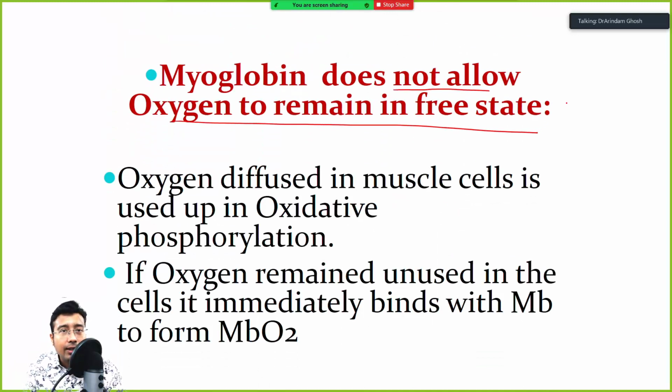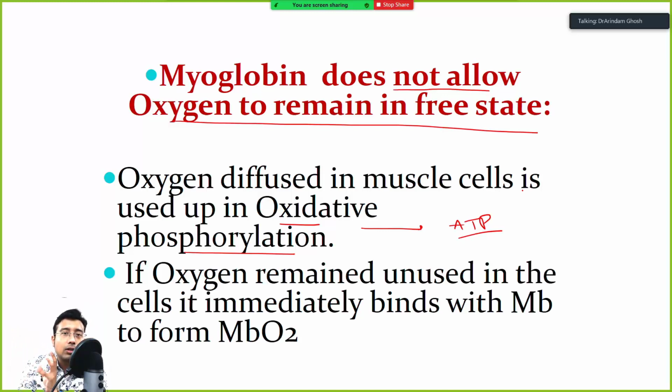What is free state? That is oxygen in the form of O2 molecule in aqueous medium, right? It is there in muscle, in very low amount, it is less soluble, but still it remains free. In muscle what happens? Oxygen diffused in muscle cells is used up in oxidative phosphorylation. Basically it produces ATP. So in muscles, oxygen has one fate. It will be used up for ATP synthesis via oxidative phosphorylation. Same in case of all muscles.